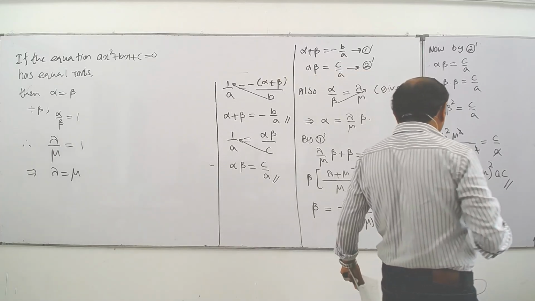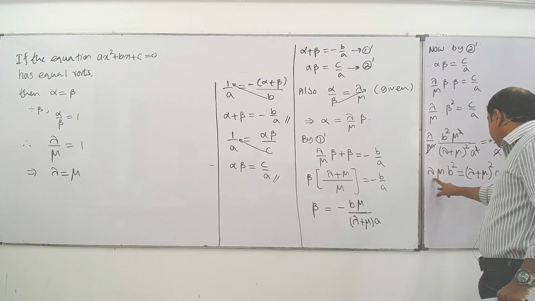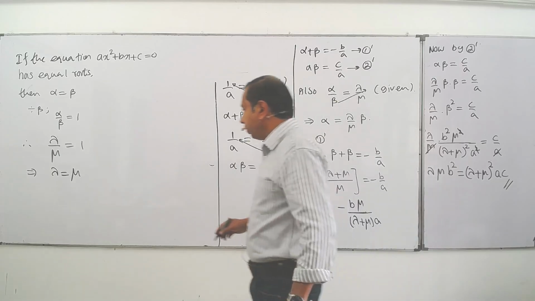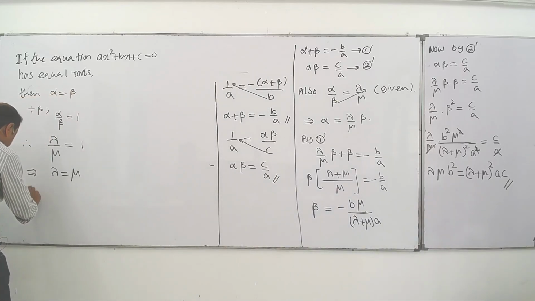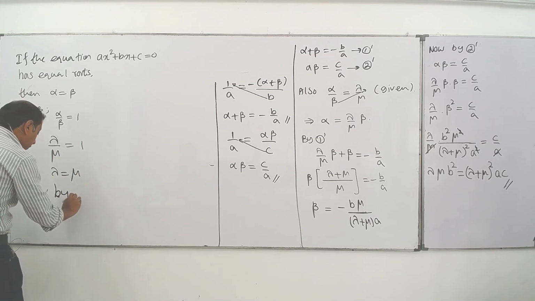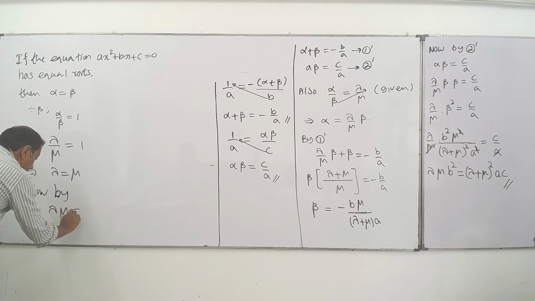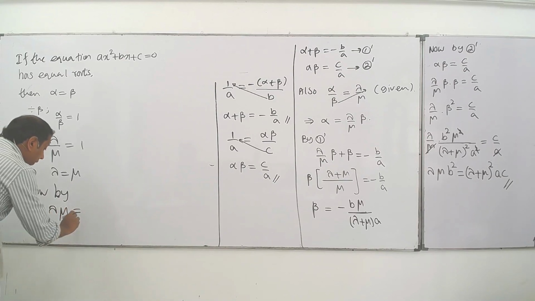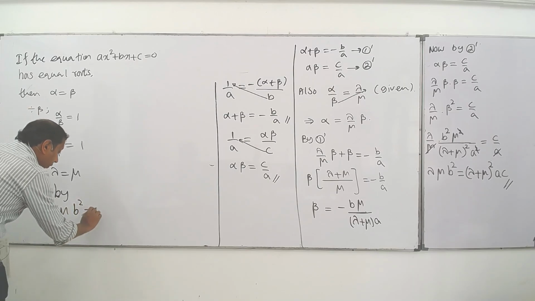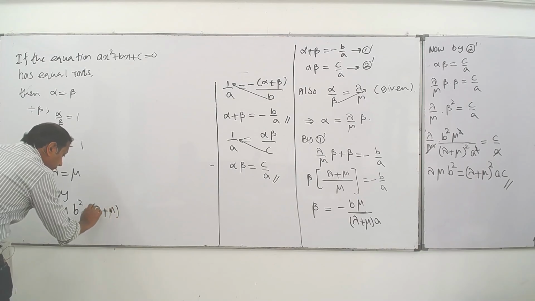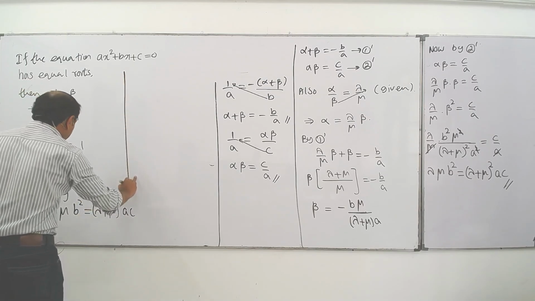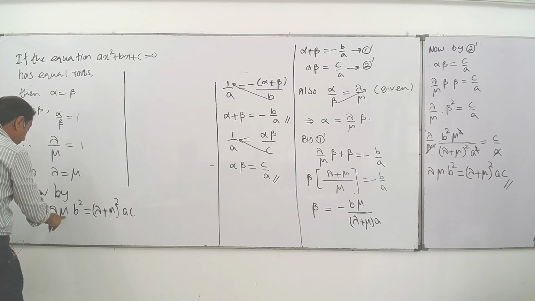Now what we do is, here the result we proved, lambda mu b squared is equal to lambda plus mu perfect squared ac. Here we put lambda equal to mu. I can put lambda equals mu, lambda and mu here.